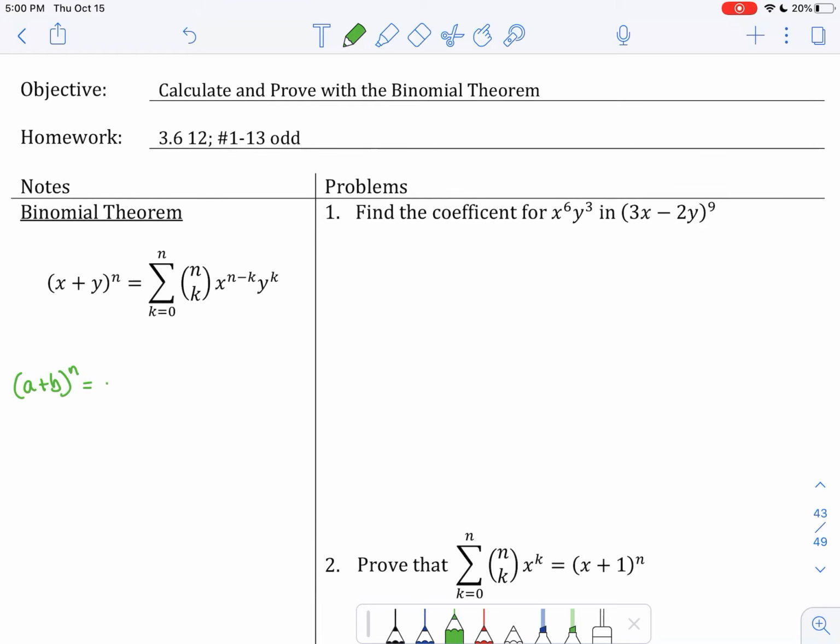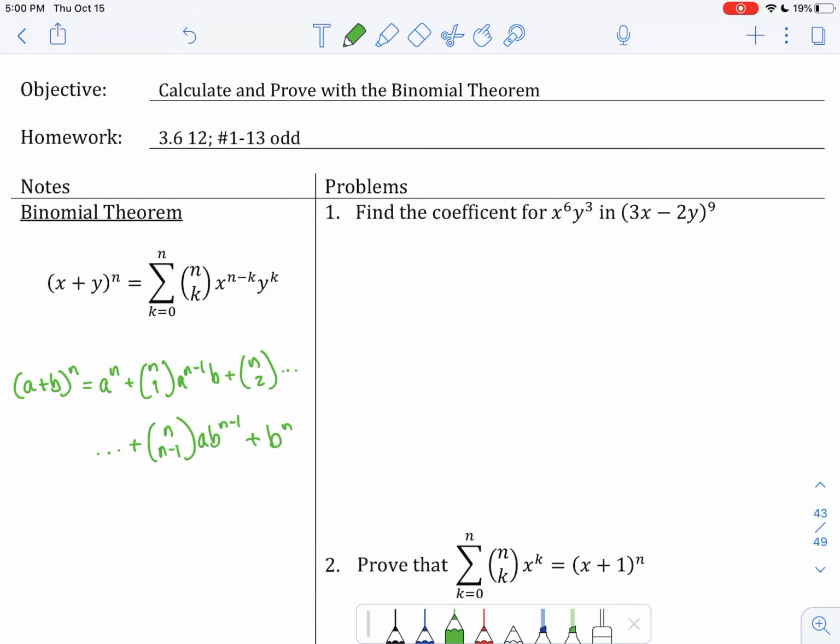Well, this is going to be a to the n plus n choose 1, a to the n minus 1 b plus n choose 2, and so on, all the way to n choose n minus 1, a, b to the n minus 1, so all the a terms have been depleted, and the b terms are now the ones that are left. Again, hopefully this feels familiar.